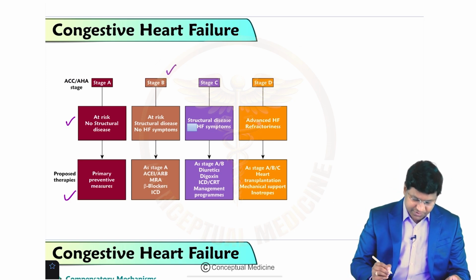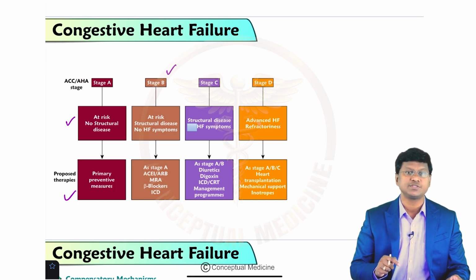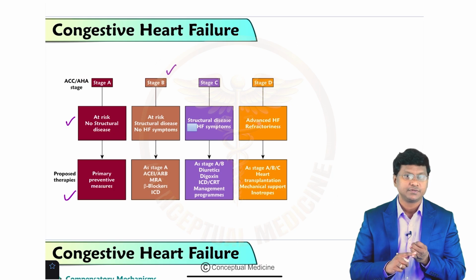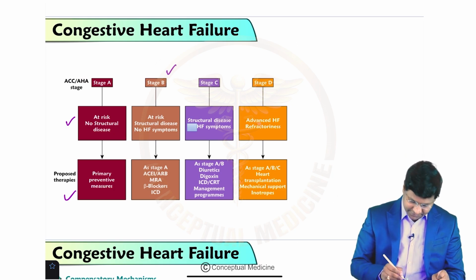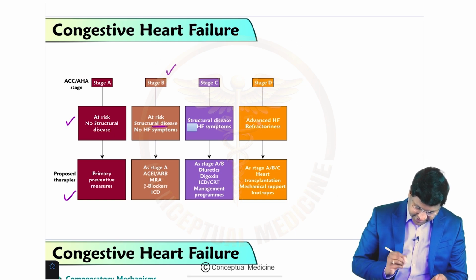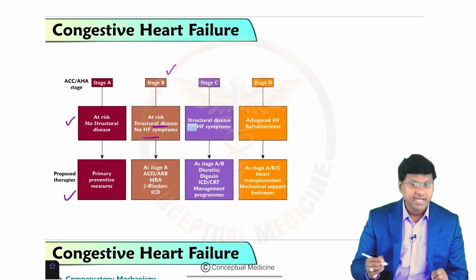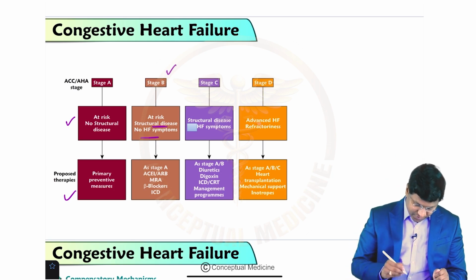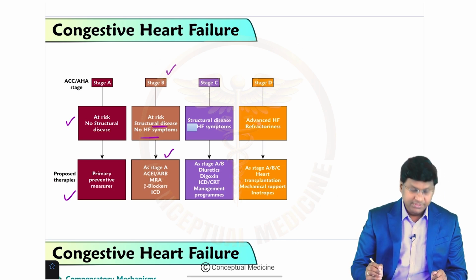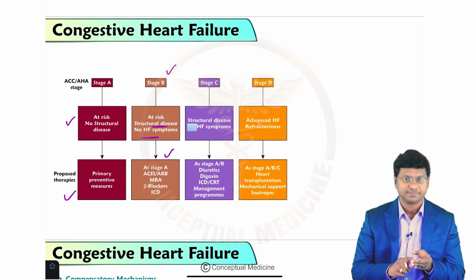Whereas stage B, these are the individuals who are at risk of congestive heart failure, and they also have structural disease. They have structural disease, but they don't have any heart failure symptoms. And what are the proposed therapies for these patients? They have to be given beta blockers, ACE inhibitors or angiotensin receptor blockers.